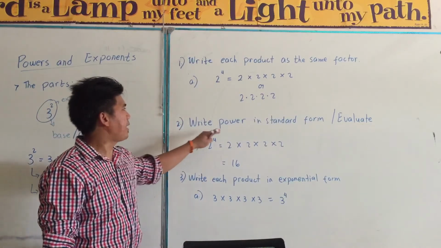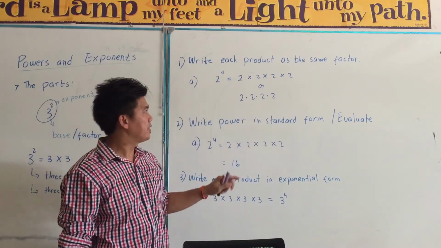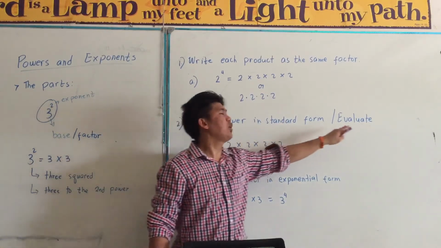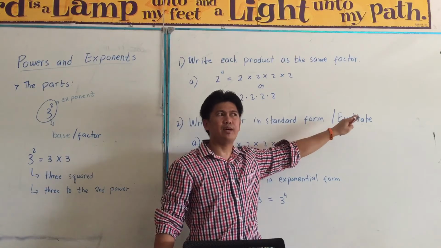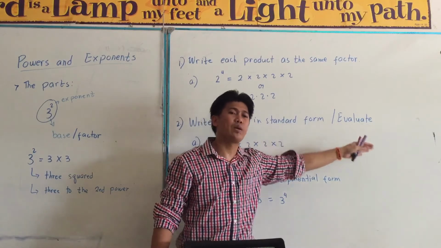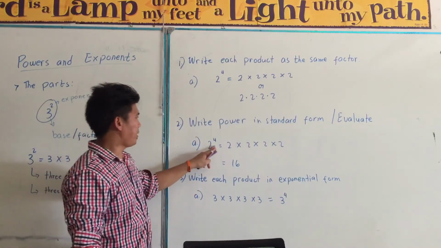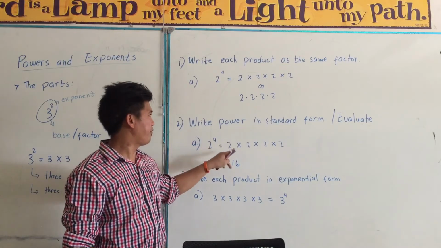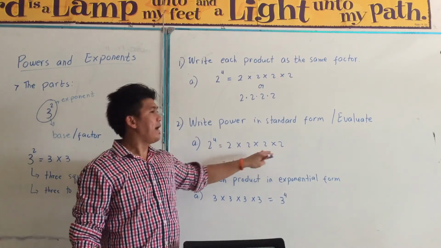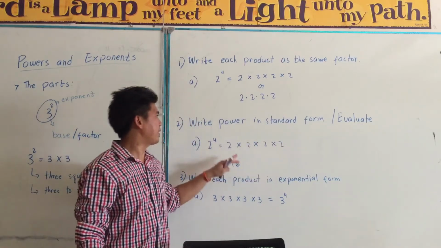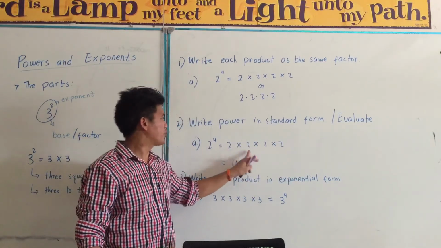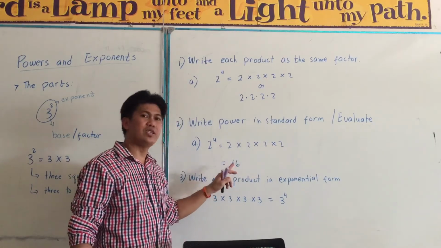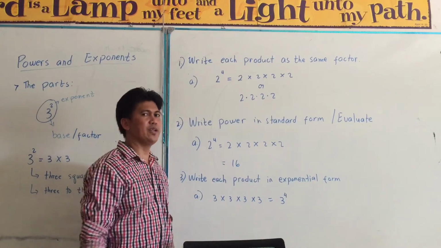Number 2. Write the power in standard form or evaluate. When you read this, write power in standard form, it means you have to evaluate that exponential form. For example, 2 to the power of 4. You can write it as a product of the same factor, 2 times 2 times 2 times 2. And when you write the standard form, you have to solve it. 2 times 2 is 4, 4 times 2 is 8, 8 times 2 is 16. So this is your final answer. I hope you get it.